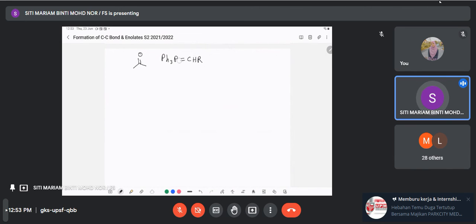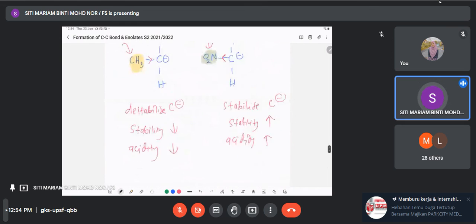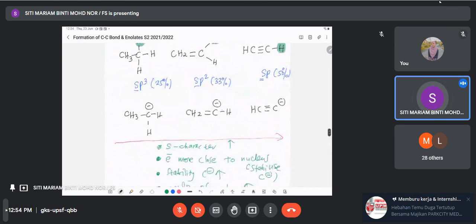I already produced this ylide before this, so now I want to react this ylide with the ketone. This reaction, we call it the Wittig reaction. For the mechanism, as usual, you need to show electron flow using curved arrows. You can use the phosphorus double bond with carbon, or you can use the carbon negative charge structure.